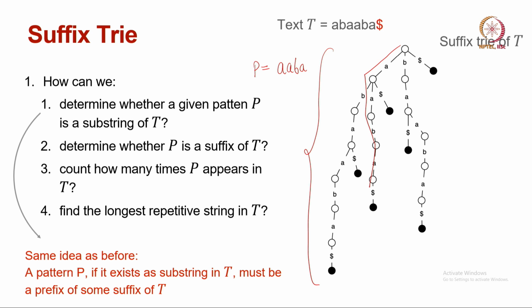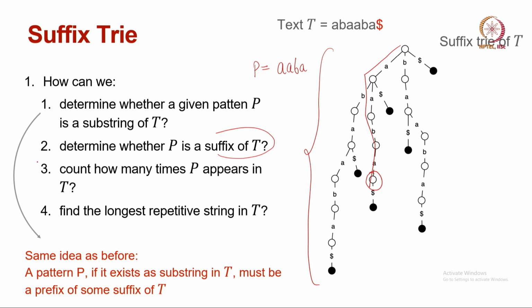If I also want to know in the second question whether pattern P is a suffix of text T, then I have to make an additional check: the node where my search ends must be a parent of a leaf node. If that happens, then I can also answer my second question, whether pattern P is a suffix of text T or not. So, the search for the pattern must end at a node which is a parent of a leaf node.